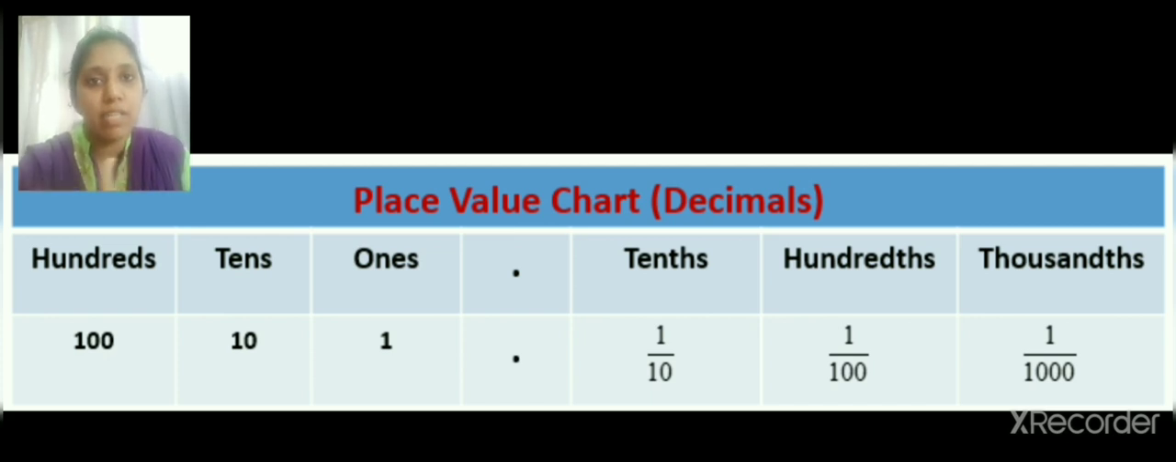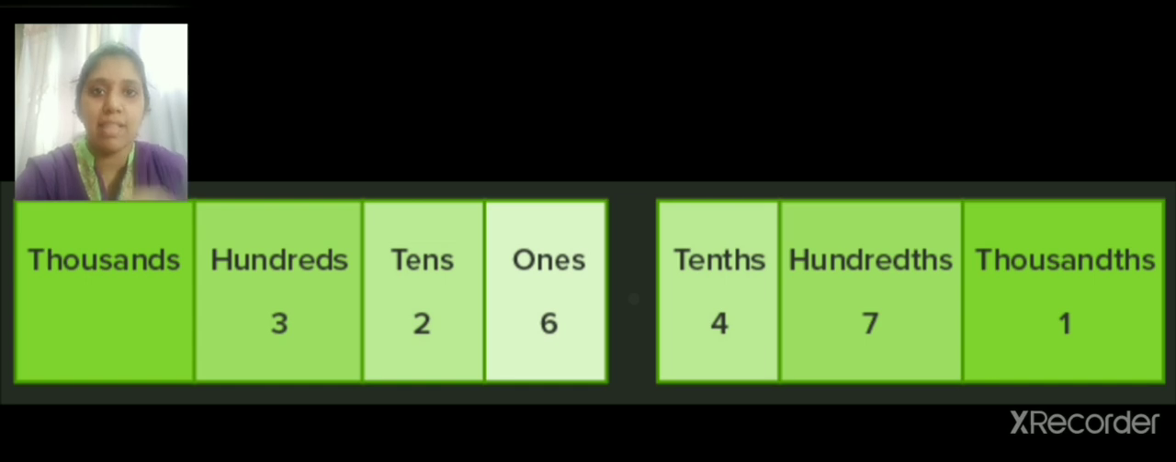Before the decimal point we have learnt already. Now after the decimal point, each number has a place value. The first number is tenth, then hundredth and then comes thousandth. Tenth is represented by 1 by 10. Hundredth means 1 by 100 and thousandth means 1 divided by 1000. Clear children? Now look at this example.